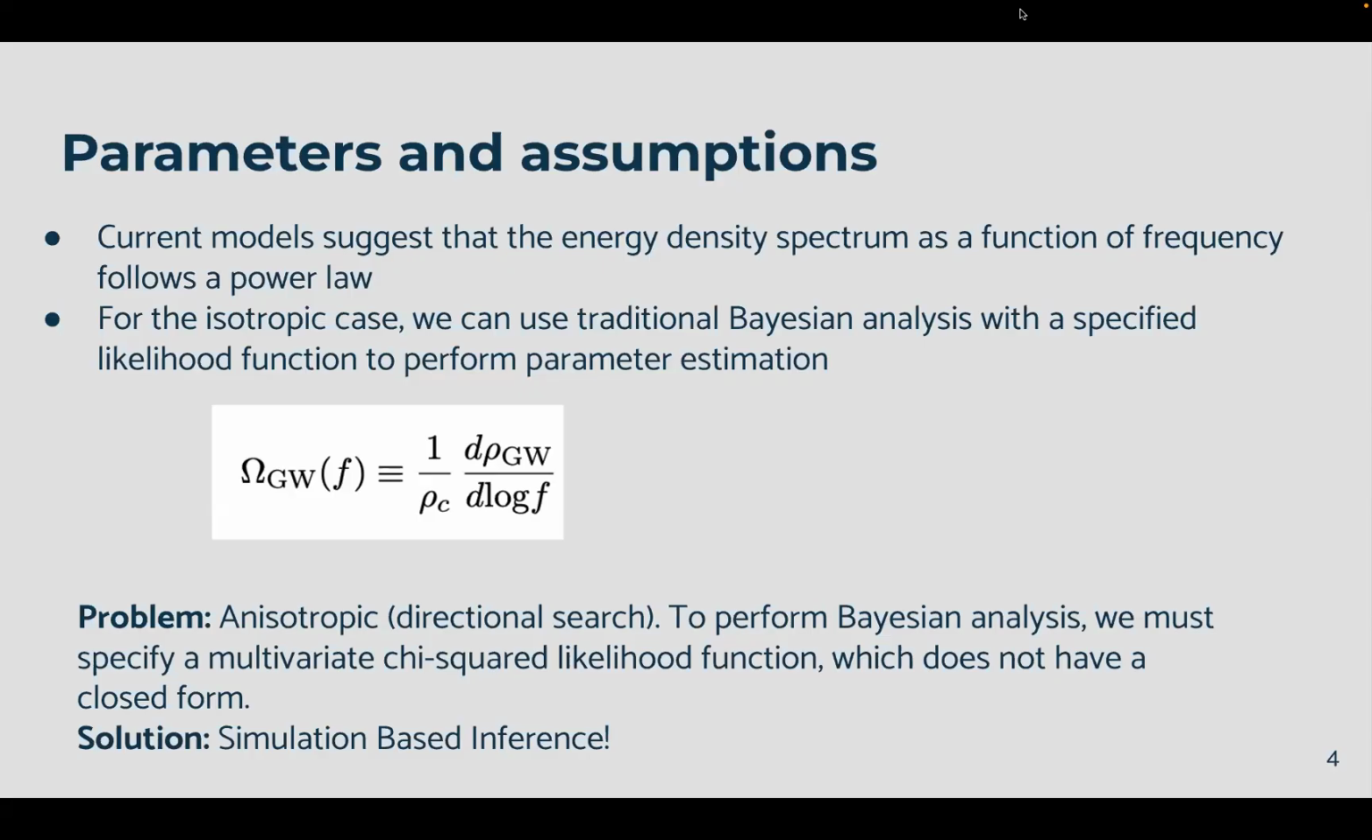For the isotropic case, we don't necessarily need to use SBI. We can just use traditional Bayesian analysis methods to perform the parameter estimation, because we have a specified likelihood function. However, our problem is that in the anisotropic case, there's no closed form. It's rather a multivariate chi-squared likelihood function. So as a result, there's not a clean closed form, and we don't have a clear likelihood. So generally, we need SBI.